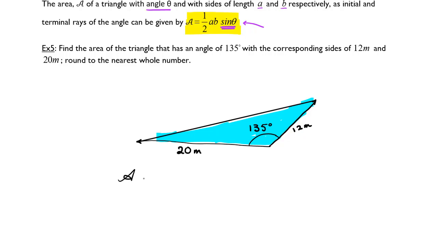The area is equal to 1/2 A, we'll call A 12, and we'll call B 20. We'll put the little meter units in there. And then we'll multiply that by sine of 135 degrees.